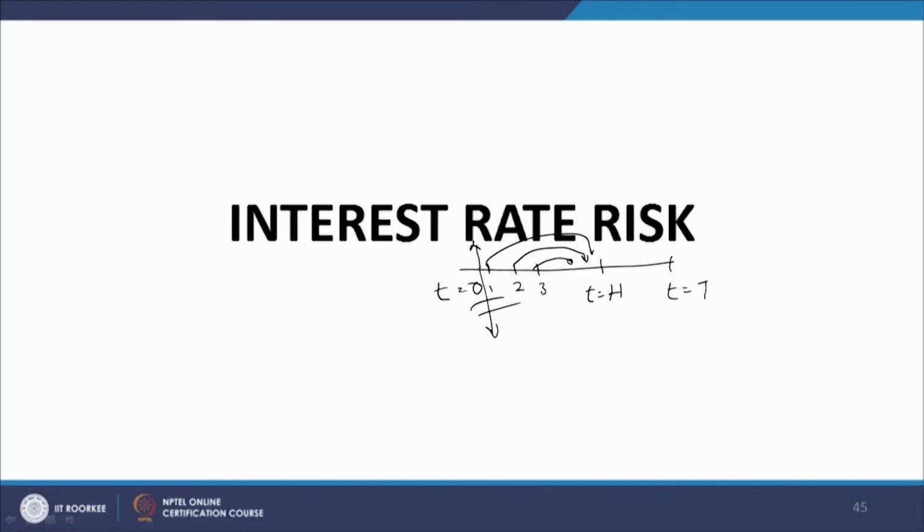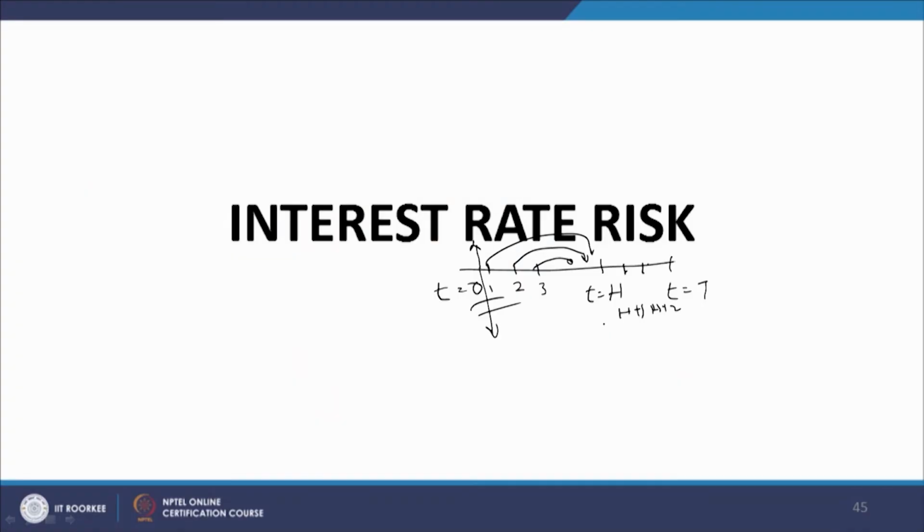But what about the sale proceeds? As far as the sale proceeds are concerned, what will happen? How do we determine the value of a bond? We discount all future cash flows. Let us say this is h, this is h plus 1, h plus 2, and so on. This is capital T. All the coupons that are going to be paid at t equal to h plus 1, h plus 2, h plus 3 up to t equal to capital T would be discounted, and the value that we get at t equal to h will determine the market price of the bond.